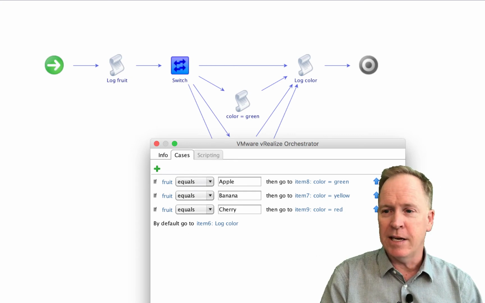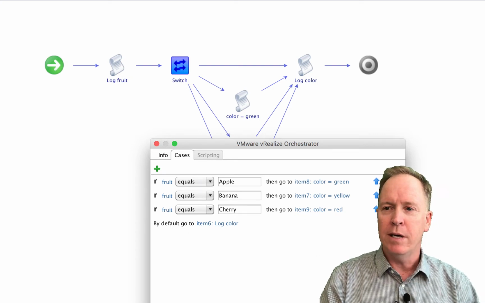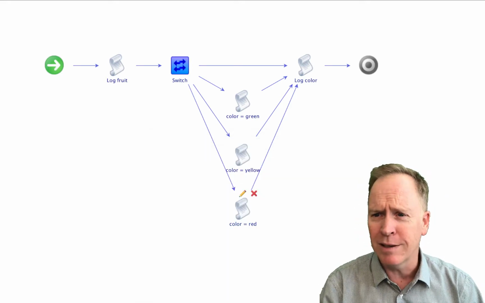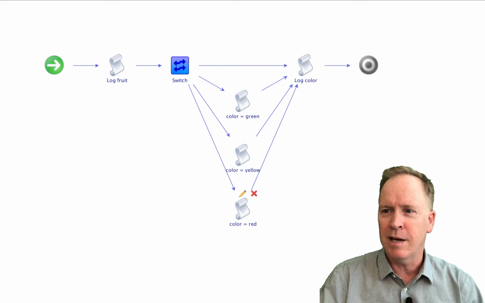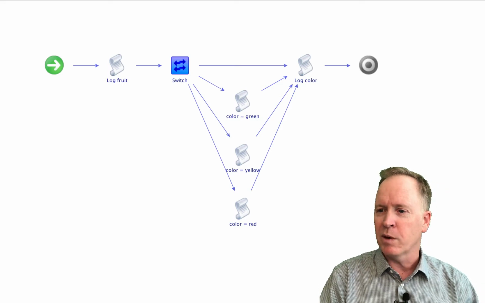So having seen this here, let's see how we could create this workflow from scratch. Now let me commit to memory what this looks like. So log fruit, switch, got some cases, log color. Okay, so I think I know what this workflow is supposed to do.